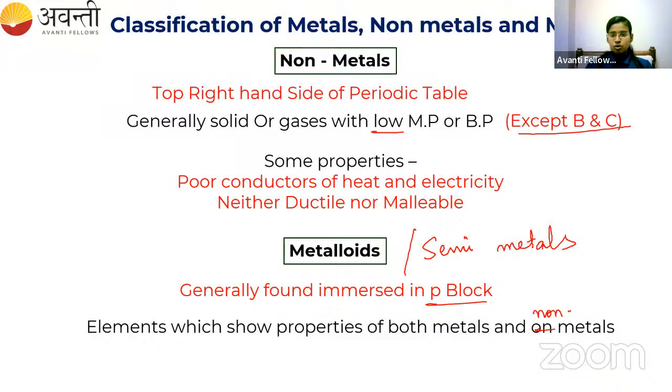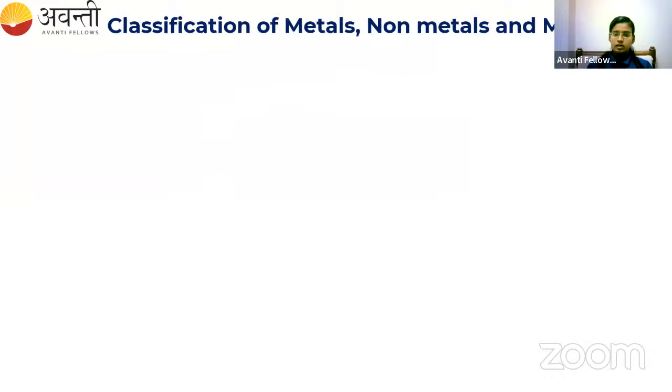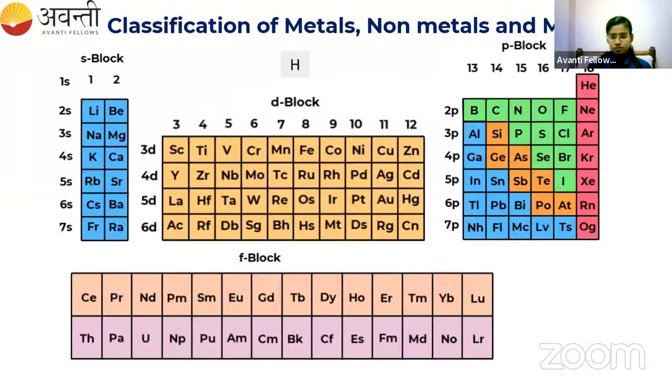Clear? I will show you the metals, non-metals and metalloids in the periodic table here. All of you see here, mostly the S block and D block are metals. The blue, orange, light pink and dark pink are all metals. F block is also metal. D block is also metal. S block also has metals.